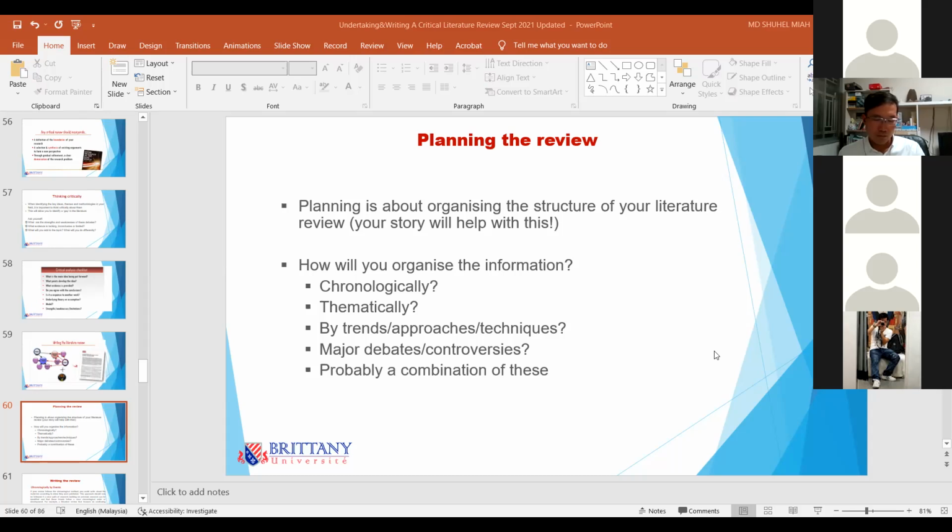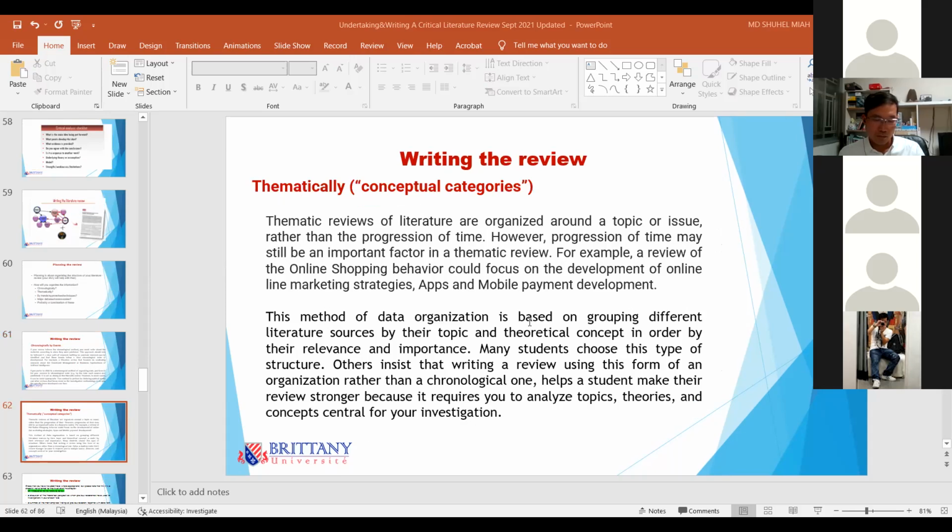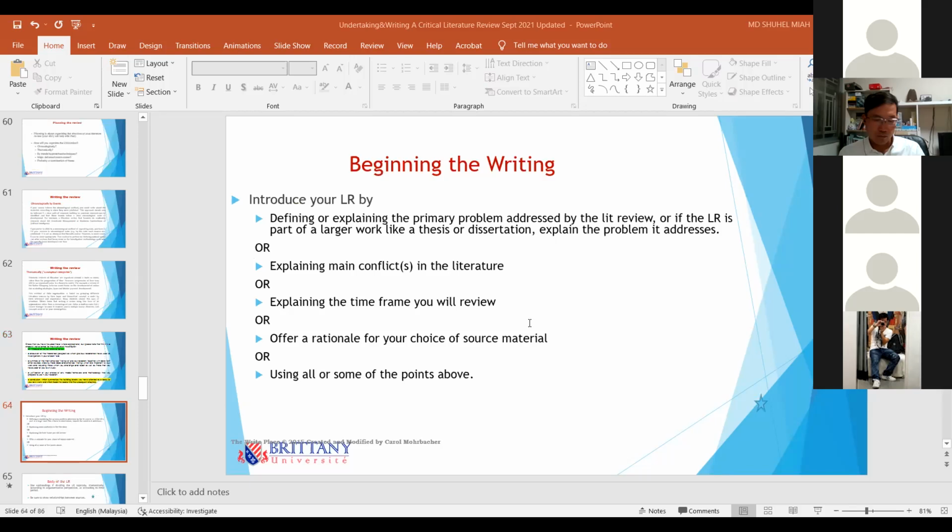Albert said, metrics review is a good advantage. Yes, a metric review is good for you. If you do a matrix, you know how many articles you have already reviewed and what each article is about. Then it will give you an advantage to write your literature. So you can write chronologically, and this is an example of how to write thematically, etc.